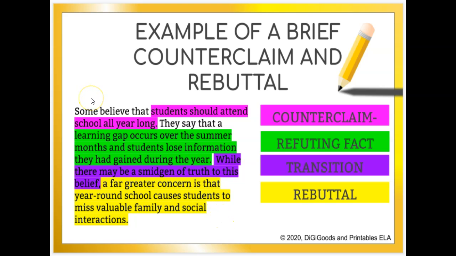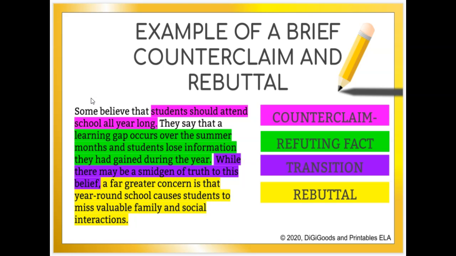All right, some believe that students should attend school all year long. They say that a learning gap occurs over the summer months and students lose information they had gained during the year. While there may be a smidgen of truth to this belief, a far greater concern is that year-round school causes students to miss valuable family and social interactions.